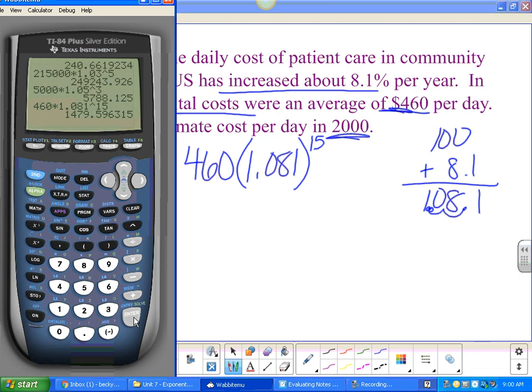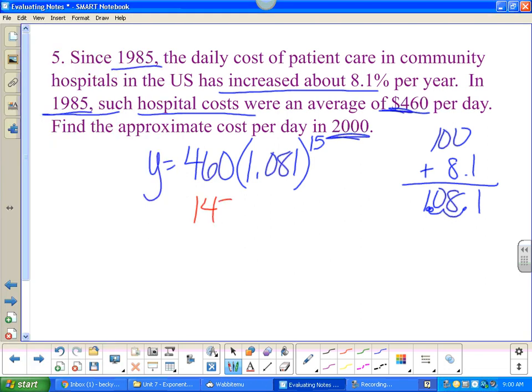No, it would actually go up to 60 cents because the 6 that's behind the 9 tells the 9 to round up. So the 59 is going to round to 60. So $1,479.60.